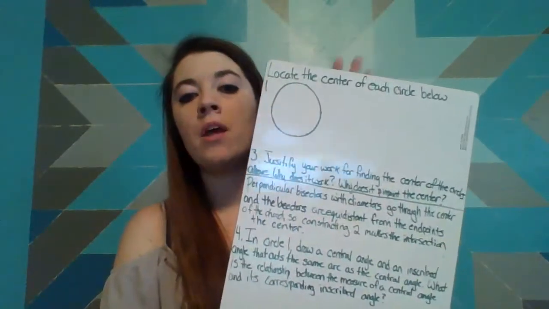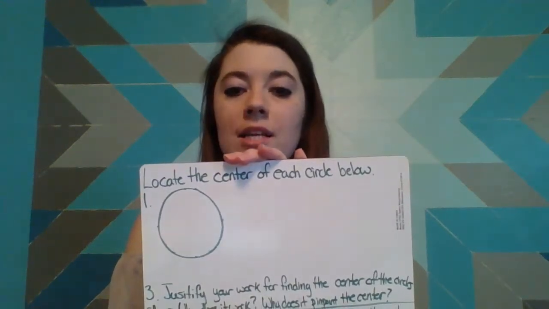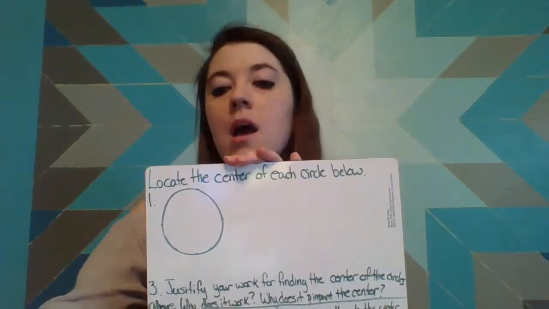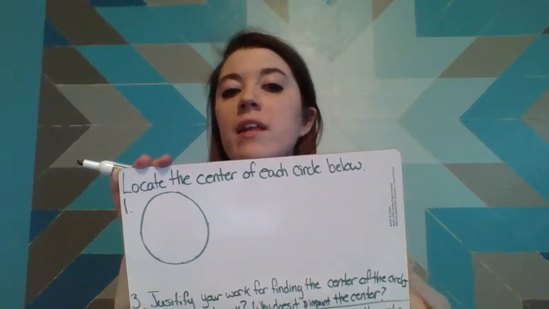Alright, we'll go ahead and jump right in. We are looking at 7.10 today. For the first part of this, it asks us to locate the center for each circle below. There are 2 circles below. I'm only doing the first one with you guys. So looking at this, we need to figure out how to find the center.